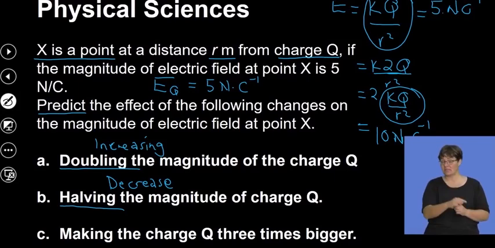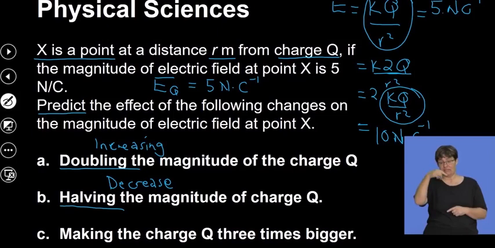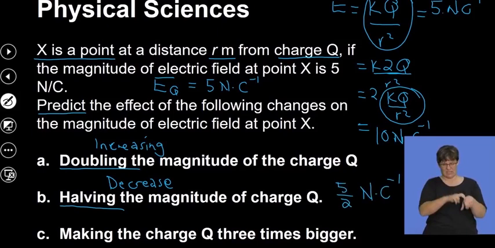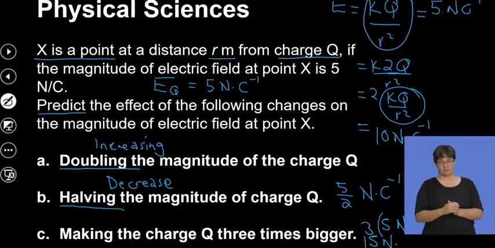And then C says, making the charge Q 3 times as big. Now, if it's 3 times as big, it means E will also be 3 times 5. So for the halved case, it's going to be half the original one, which is 2.5, or 5 over 2 newtons per coulomb. You don't need a calculator for that. And then making it 3 times as big is going to be 3 multiplied by 5 newtons per coulomb, right? So if that happens, then we get 15 newtons per coulomb.